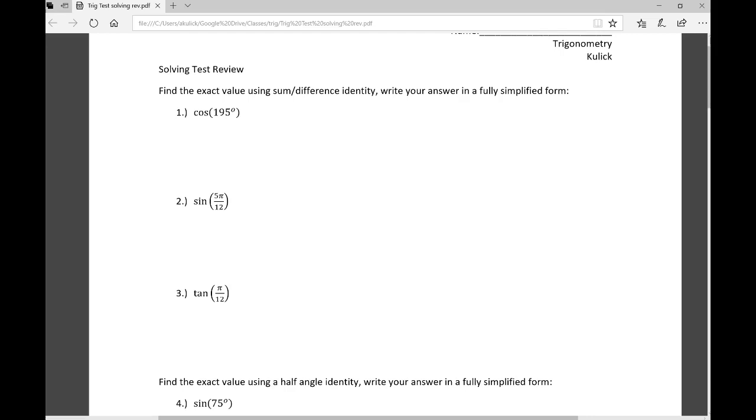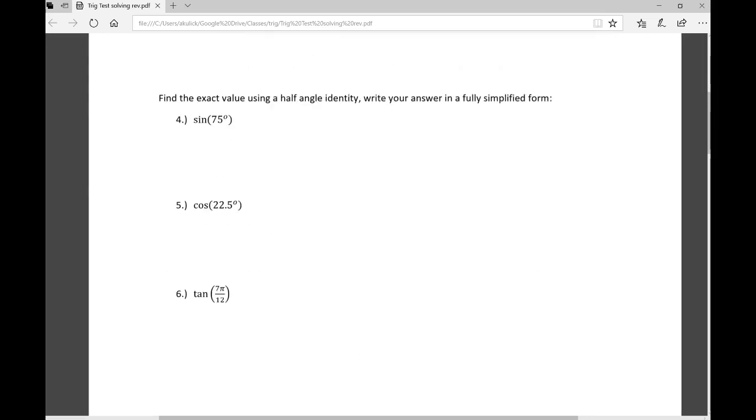But the kinds of problems that I'm going to ask you to do on the test are going to be to find exact values using the sum or difference identities. And you should be able to write your answer in a fully simplified form. So I gave a couple of examples here of that. You should be able to find the exact value using a half angle identity and write your answers in a fully simplified form there.